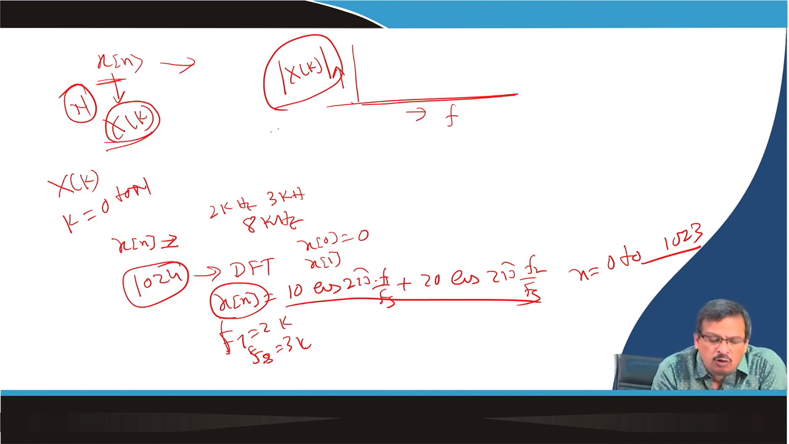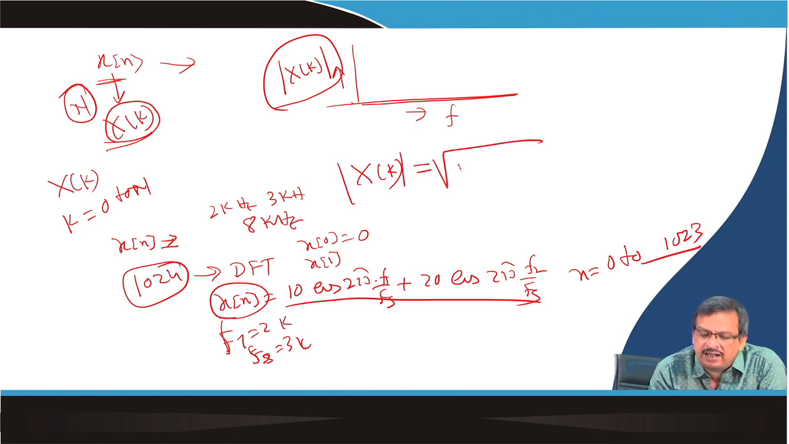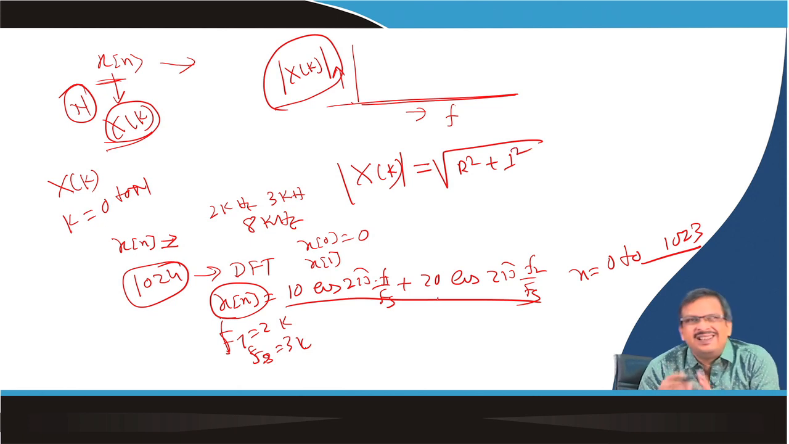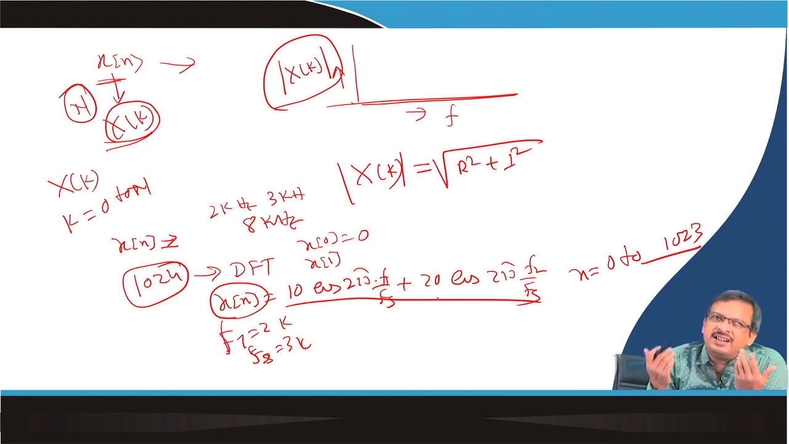Now, I have to draw. x of k is a complex number, so I get the real part and the imaginary part. The mod of x of k is nothing but the square root of the real part squared plus the imaginary part squared. So, I can easily do that. X of k is a complex number, I take real squared plus imaginary squared, and I get the mod of x of k. Now, how do I get the frequency?